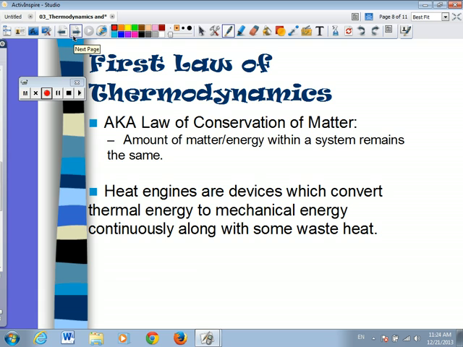First law of thermodynamics. Conservation. Do you know what AKA means? Also known as conservation of matter. The amount of matter or energy within a system remains the same. Okay? There are things out there called heat engines. They're basically devices which convert thermal energy to mechanical energy.